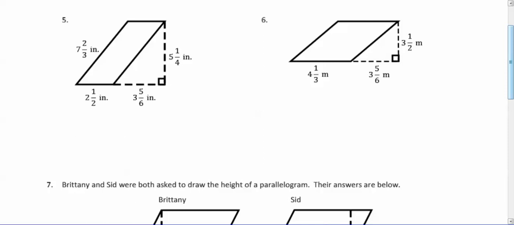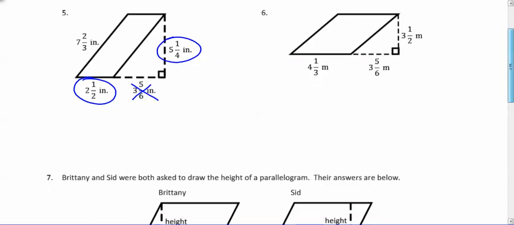Can anyone tell me one of the 2 numbers that we need? Lorelei. Very good. The base. Which number represents the base? 2.5. Very good. This 3 and 5, 6 is essentially worthless to us. That is not useful for anything. It's there to trap you. All right. Now the height. Would that be 7 2/3 or would that be 5 1/4? Tucker. 5 1/4. Very good. So those are the 2 numbers that we need to use.